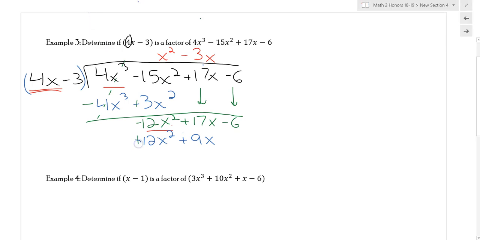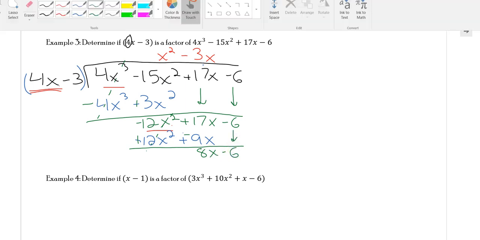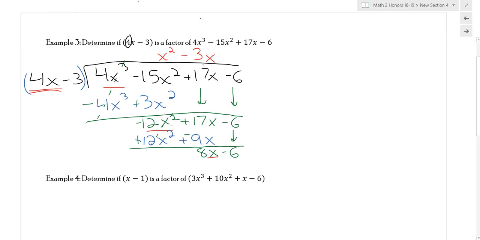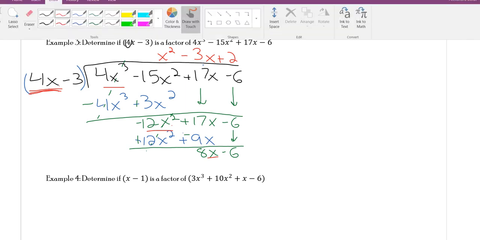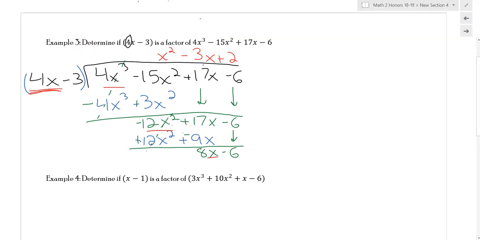Doing our subtraction, we have to change our signs. These cancel out. 17 minus 9 is 8x minus 6, right, once we bring that down. 8x divided by 4x, well, 8 divided by 4 is positive 2. And then x divided by x, those cancel out, right? Multiplying 2 times 4x is 8x. 2 times negative 3 is negative 6. Change your signs. Cancels to 0.